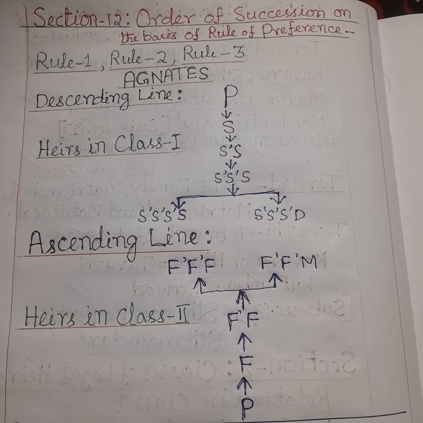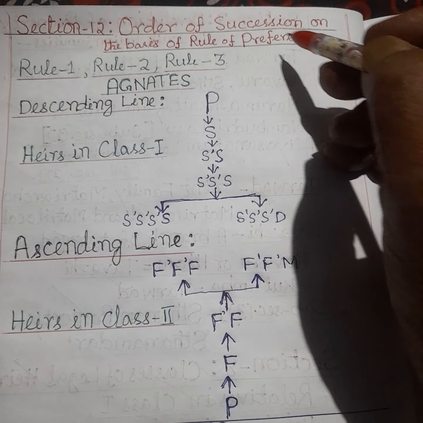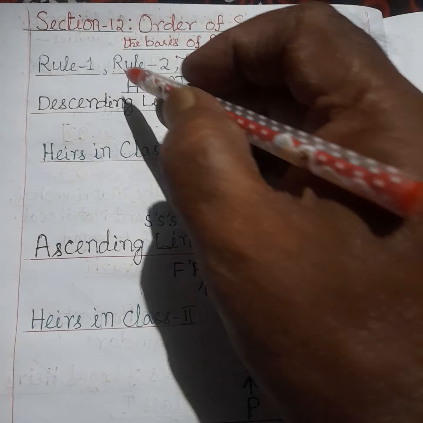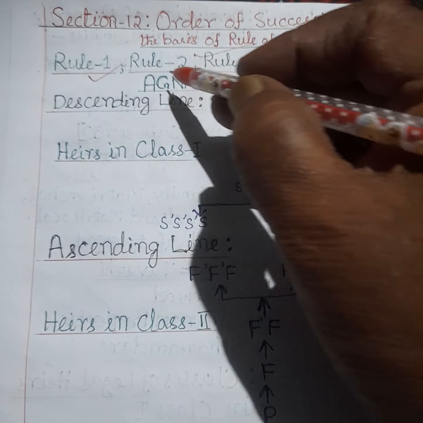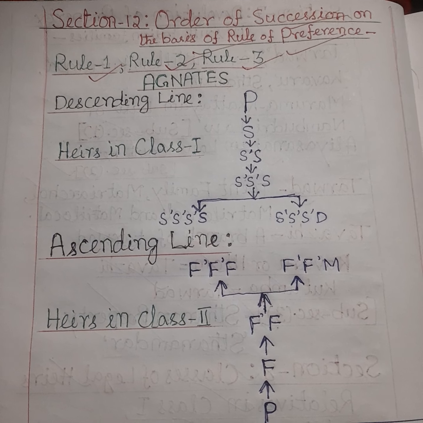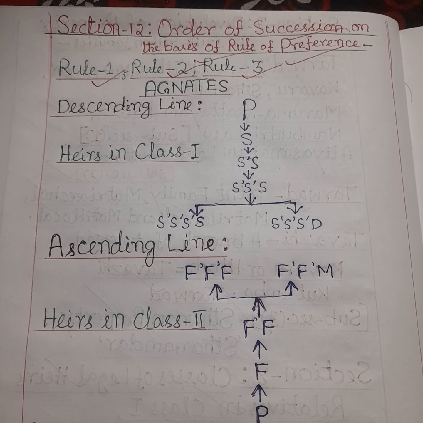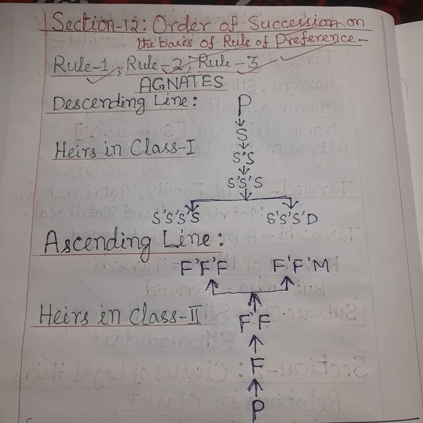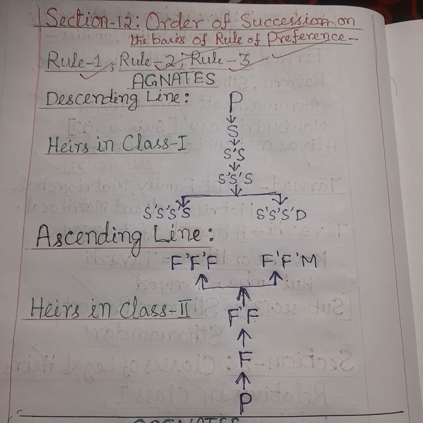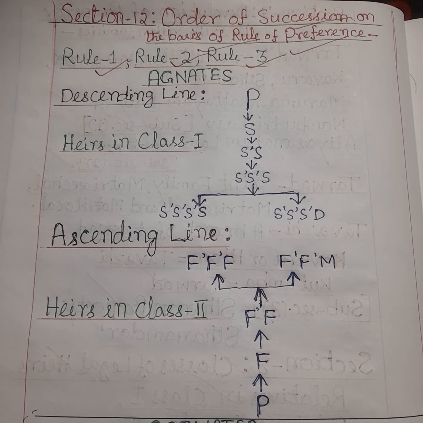Section 12 of the Hindu Succession Act provides the order of succession on the basis of the rule of preference, and there are three different rules: rule 1, rule 2 and rule 3. And as provided under section 12, the order of succession among agnates and cognates is on the basis of the rule of preference as provided under rule 1, rule 2 and rule 3.